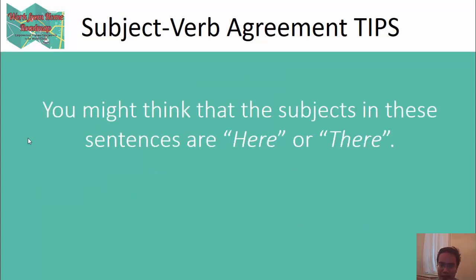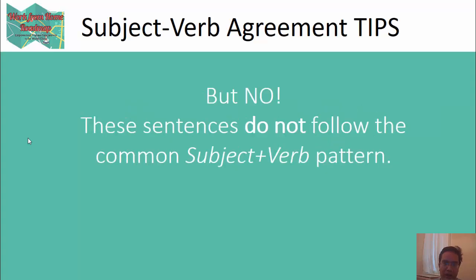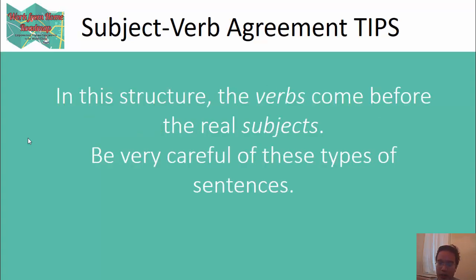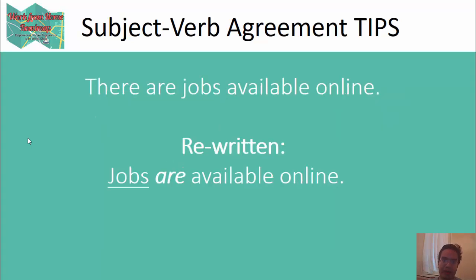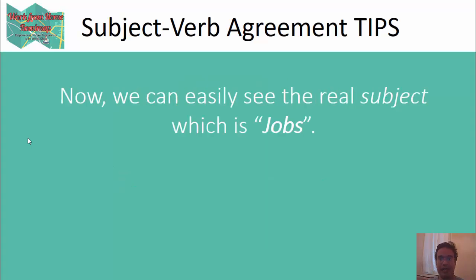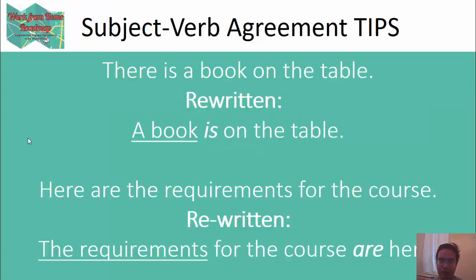You might think that the subjects in these sentences are here or there, but no, these sentences do not follow the common subject plus verb pattern. In this structure, the verbs come before the real subjects, so be very careful of these types of sentences. To best show you the real subjects, let's rewrite them to follow the subject-verb pattern. These jobs are available online. If we rewrite that, that's going to be: jobs are available online. Now we can easily see the real subject, which is jobs and not there.